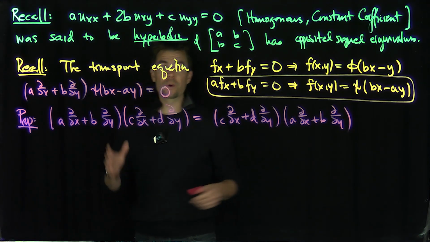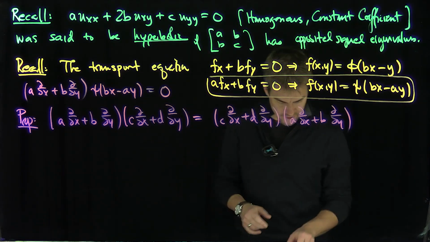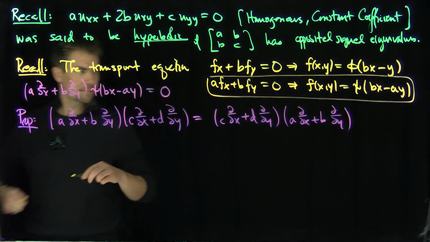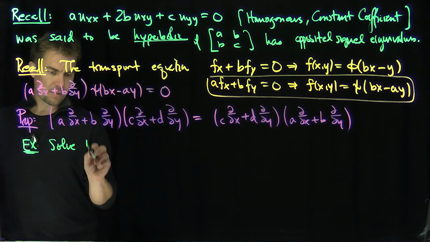Which is beautiful because now we can use this kernel argument to find general solutions to hyperbolic problems, right? So let's see an example of this. Here's an example. Let's solve the PDE.